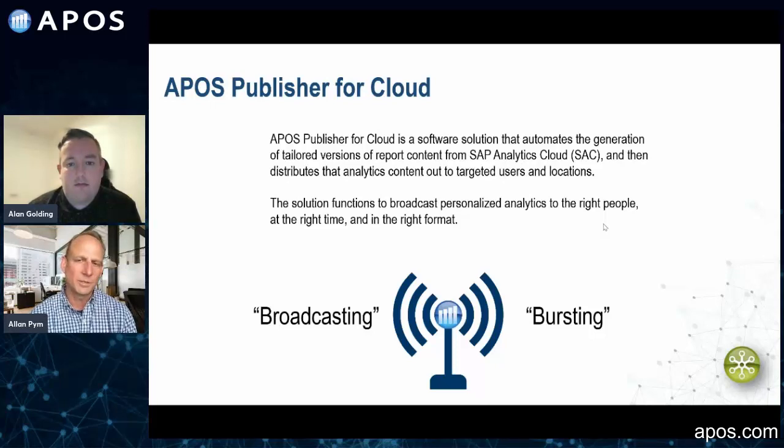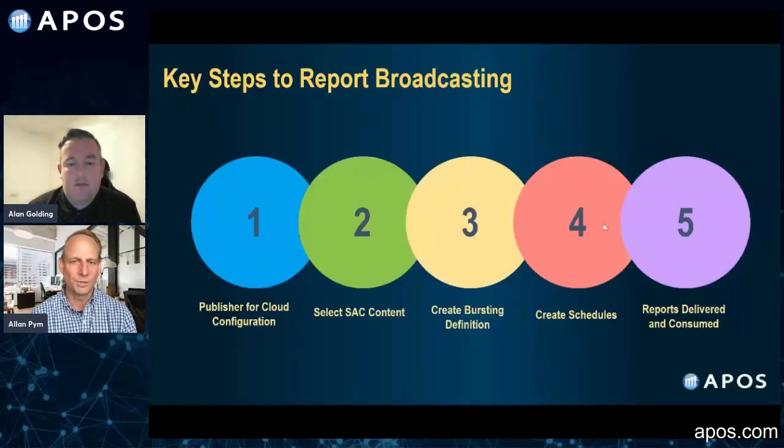All right. As we talk to companies about this solution, they often want to know what the steps are that are involved in creating these broadcasts and making this broadcasting process happen. Walk through those. Yeah, so 5 easy steps to get up and running with Publisher for Cloud. Step one is to configure the solution initially when it gets installed. Step two is to simply select the content within Analytics Cloud that you wish to broadcast.